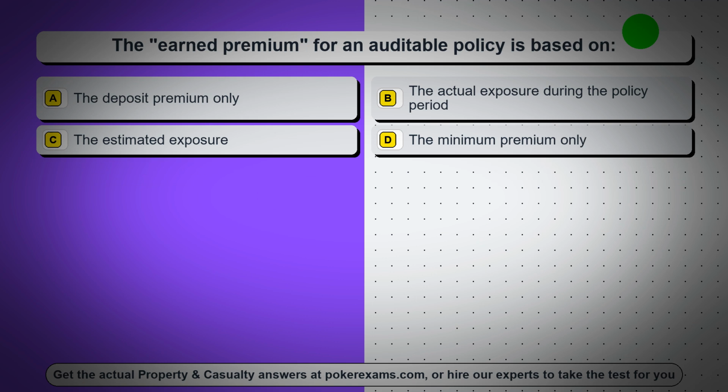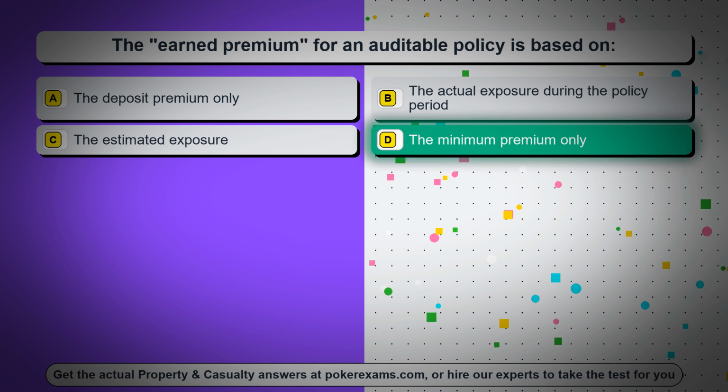Question 15. The earned premium for an auditable policy is based on, option A, the deposit premium only, option B, the actual exposure during the policy period, option C, the estimated exposure, option D, the minimum premium only. The correct answer is option D, the minimum premium only.